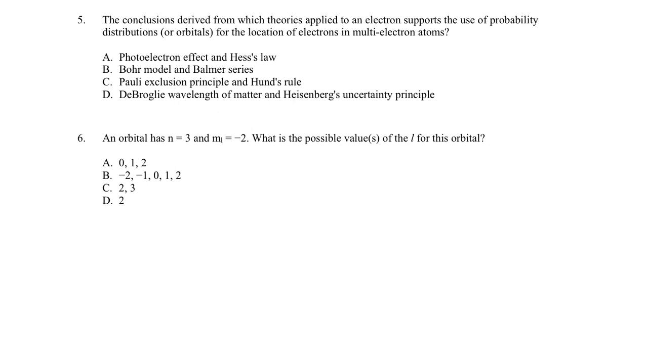Next, which theories led to probability distributions or orbitals for how we discuss where electrons are in multi-electron atoms? These were coming from those experiments we're mentioning on that equation sheet, the de Broglie wavelength and Heisenberg's uncertainty principle. So those are the main theories that we were using.